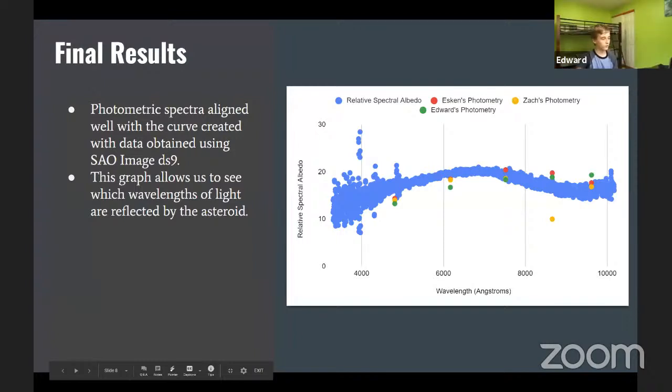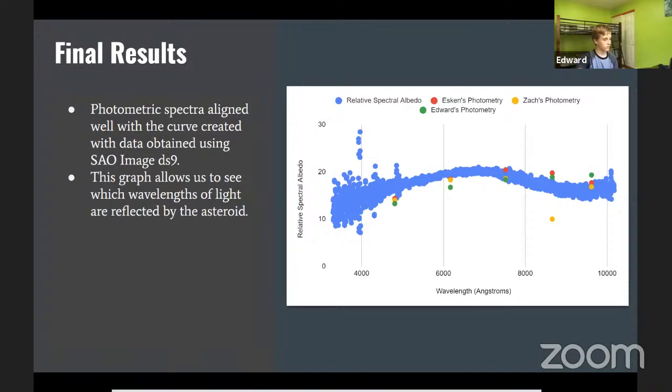So for our final results, as you can see on the right, the blue data points are the relative spectral albedo made by the spectrograph. And the other data points are the spectra that we made each. And our data points matched up pretty well with the one made from a spectrograph. And this graph basically shows us which wavelengths of light are being reflected by the asteroid. Next slide.